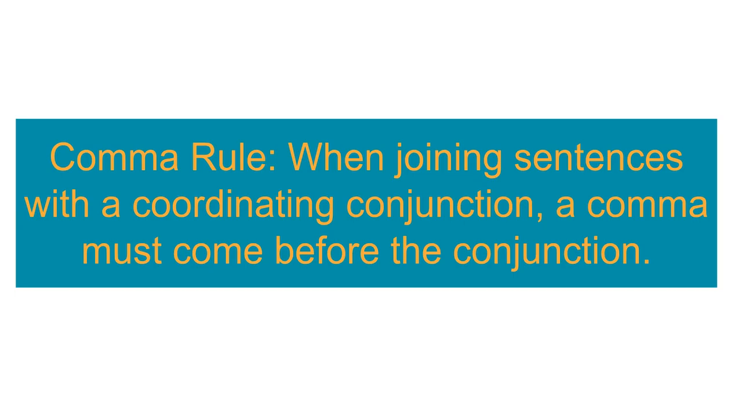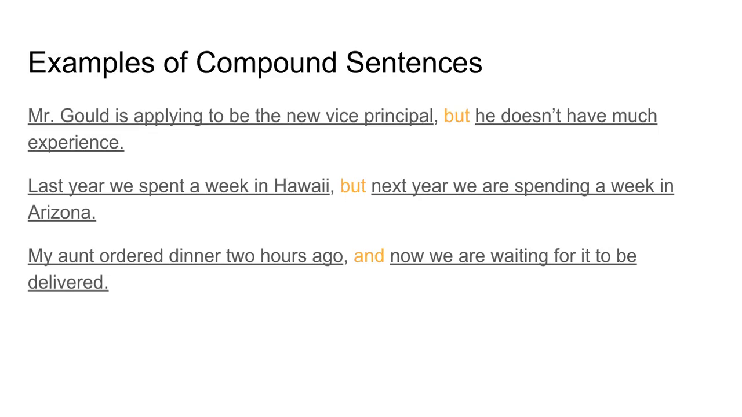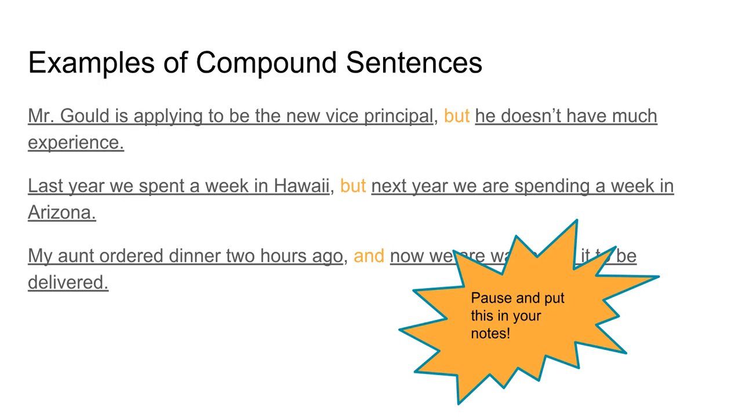The rule is that when you're joining sentences with a coordinating conjunction, you have to have a comma before the coordinating conjunction. And when you forget that comma, it becomes Grammar Game Plan number 13, which we'll talk about here in a little bit. Put this comma rule in your notes. Some more examples of compound sentences. We can see that there are complete sentences on each side and that they are joined with a coordinating conjunction and a comma in the middle. Pause and put the examples in your notes so you know what you're looking at.